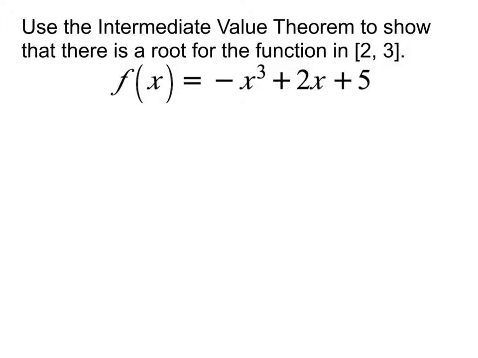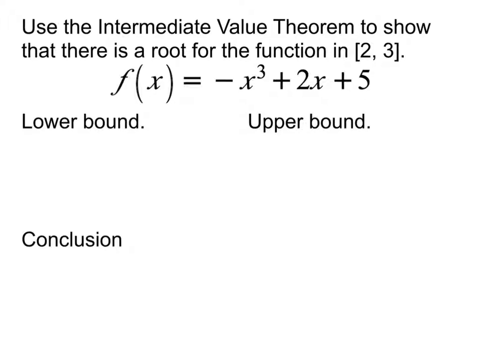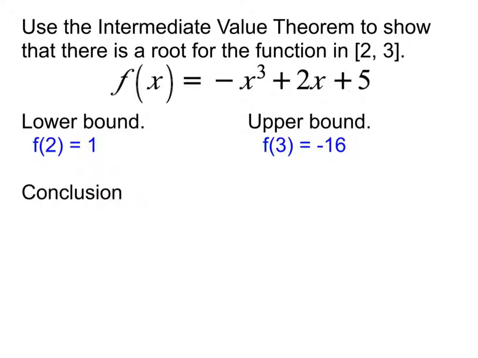Now, as you've been working through this, I hope you started by thinking about finding that lower bound and upper bound. In other words, what is f of 2 and what is f of 3. You actually want to find out what those values are. And here you can check that you got those correct. F of 2, you should have gotten 1. And f of 3, negative 16.